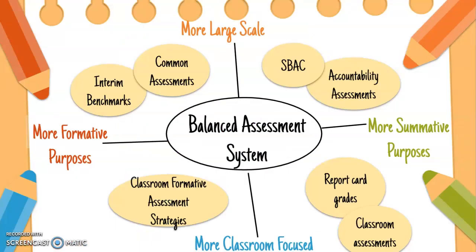And these multiple measures make up a balanced assessment system, diagrammed here on this matrix. So moving from left to right, assessments move from formative purposes on the left to more summative purposes on the right. On the vertical axis, the assessments are more large scale on the top. Starting from the bottom, the scale would be more classroom focused. Starting at the classroom level, increase to the site or department level, and to the district and even state level.